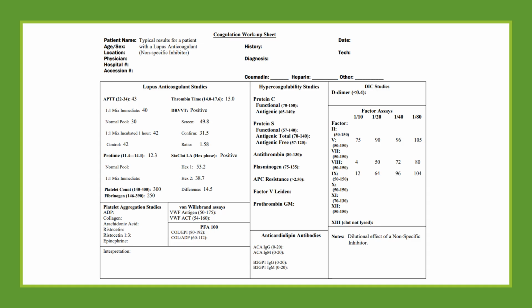This sheet here is kind of a coagulation workup sheet. I do have this posted in your documents as well, so you can take a look at it. But this really tells you all of the things that we're looking at. So for our lupus anticoagulant, we're going to have our APTT and our thrombin time. We're going to talk about normal mixing study results versus abnormal. So this is going to show us what we would be looking at.